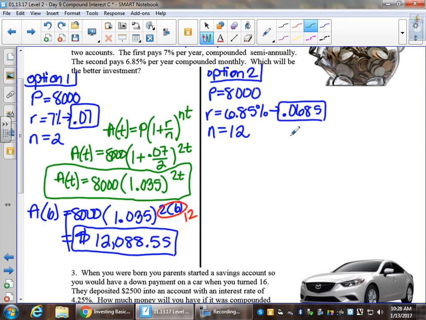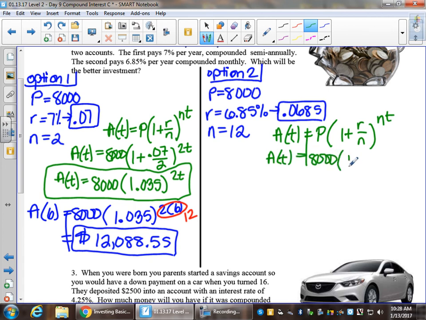As always, let's build our model first. A of t equals P times 1 plus r divided by n to the nt. That'll be 8,000 times 1 plus 0.07 divided by 12, raised to the 12t. Careful with that. N is now 12. In your calculators, work on getting what's inside parentheses. We should get 1.00571 raised to the 12t.